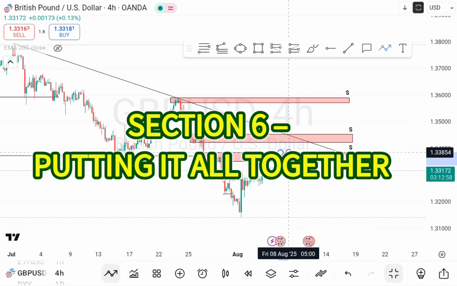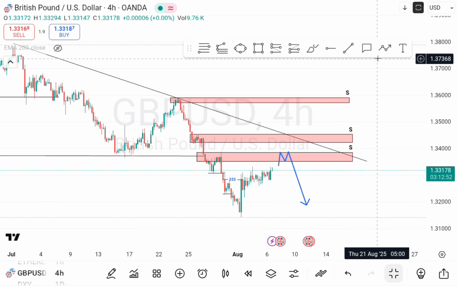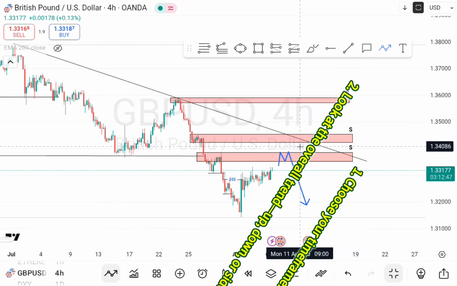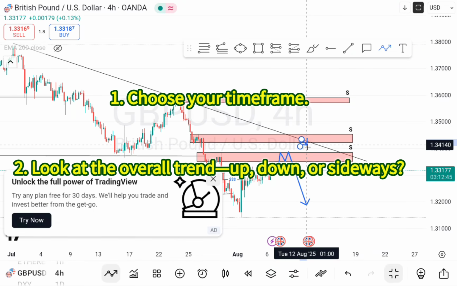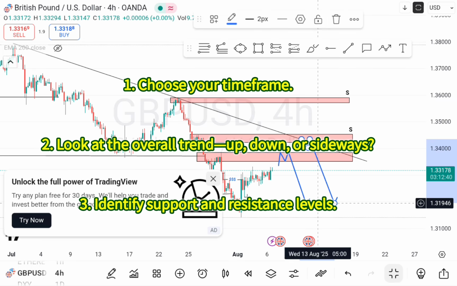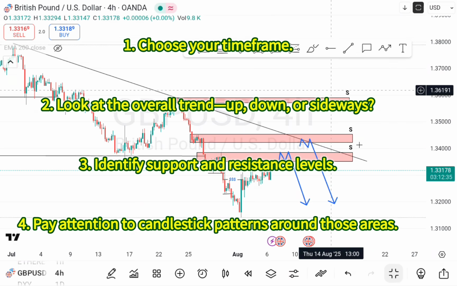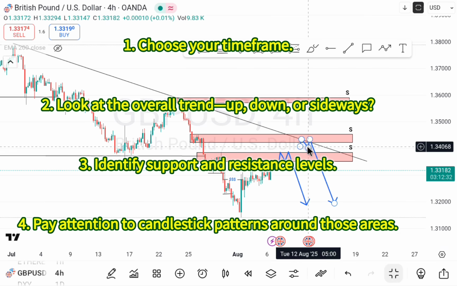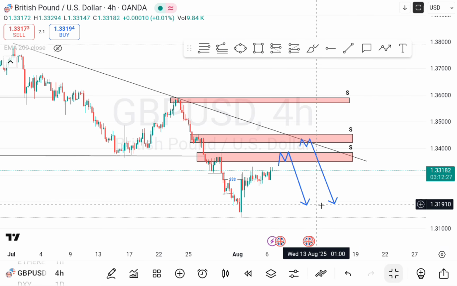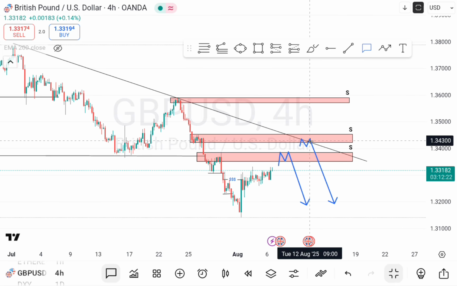Section 6. Putting it all together. So here's how you read a Forex chart step by step. 1. Choose your time frame. 2. Look at the overall trend, up, down, or sideways. 3. Identify support and resistance levels. 4. Pay attention to candlestick patterns around those areas. With practice, you'll go from being confused to actually predicting where price might go next. And that's how to read Forex charts in just 5 minutes, even if you're brand new.